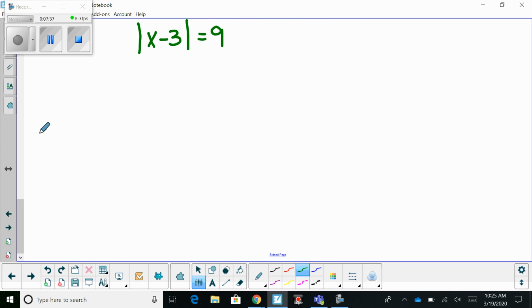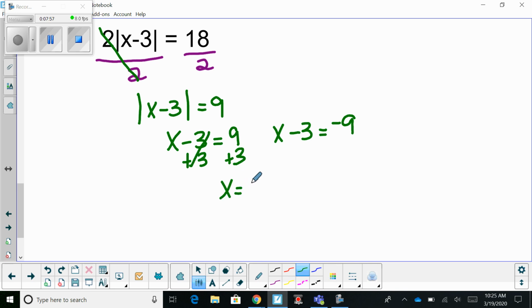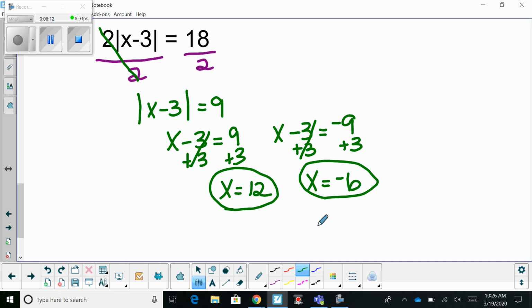Now that I have that absolute value isolated, I'm going to set it equal to the positive and the negative. X minus 3 equals positive 9. X minus 3 equals negative 9. I'm going to add 3 and add 3. I get that x equals 12. I'm going to add 3 and add 3. I get that x equals negative 6. My two solutions are positive 12 and negative 6.